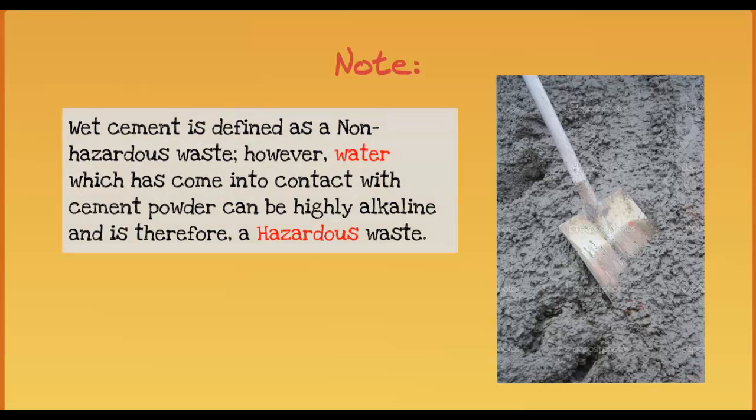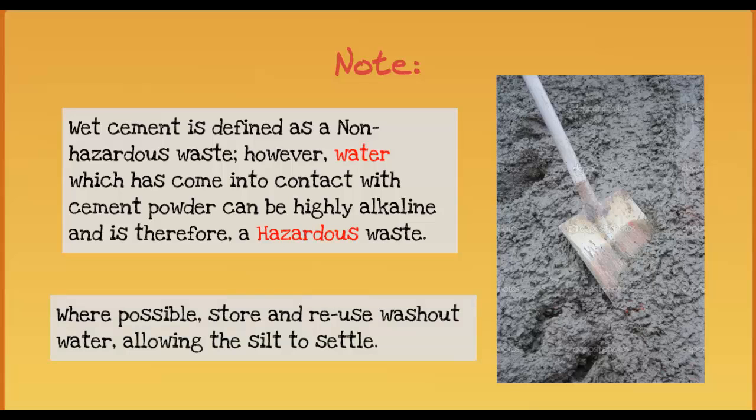Please note, wet cement is defined as a non-hazardous waste. However, water which has come into contact with cement powder can be highly alkaline and is therefore a hazardous waste. Where possible, store and reuse washout water, allowing the silt to settle.